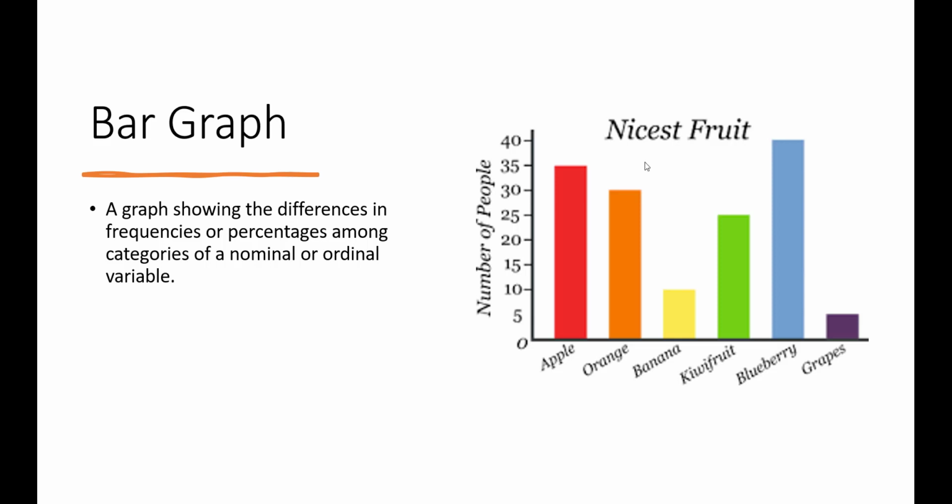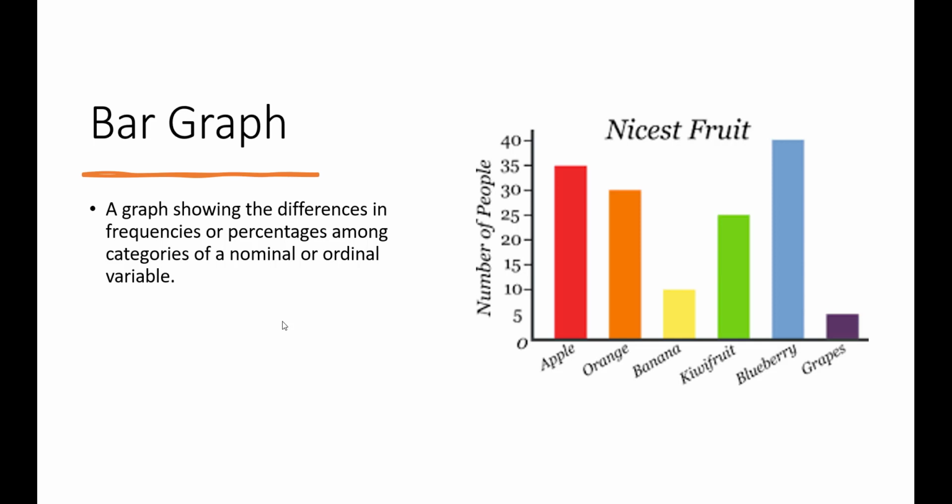About 30 said orange was the nicest fruit, about 10 said it was banana, 25 kiwi, 40 people said that blueberry was the nicest fruit. I don't know that blueberry is actually a fruit, but we'll let them have it. And about 5 said grapes were the nicest fruit. And so this is just a graphical way of representing that table that we looked at earlier for nominal and ordinal variables.